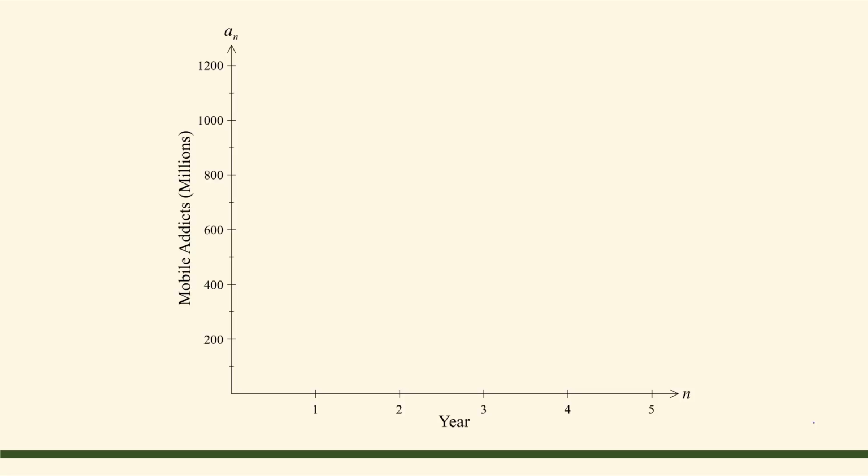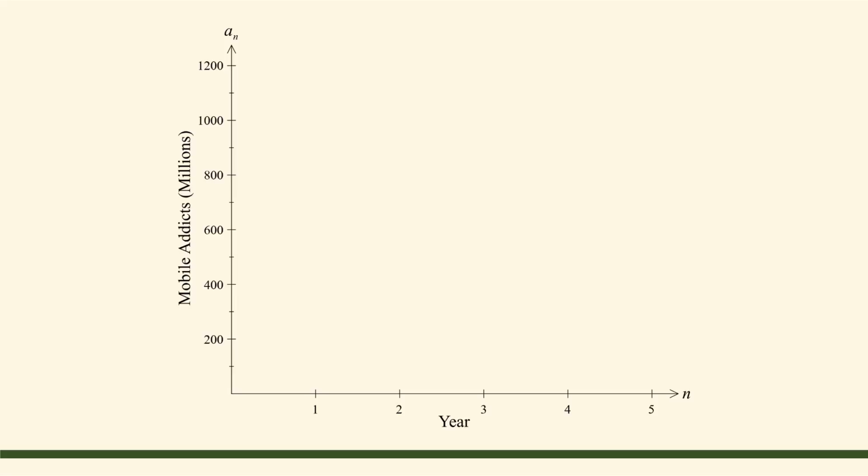Let's now look at a graphical representation of our data. Here we have a blank grid from quadrant 1. The horizontal axis, which is labeled year, those values range from 0 to 5 in increments of 1, and those will be our n axis, or values of n that we use to substitute into the sequence a sub n. The vertical axis of our graph will represent mobile addicts, measured in millions of people. And we have that axis labeled from 0 to 1200 in increments of 200.